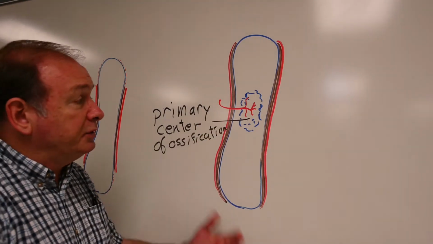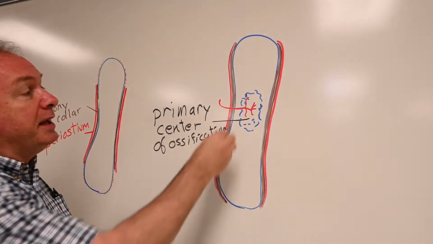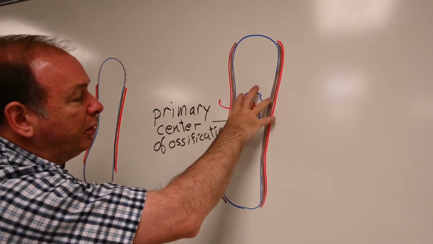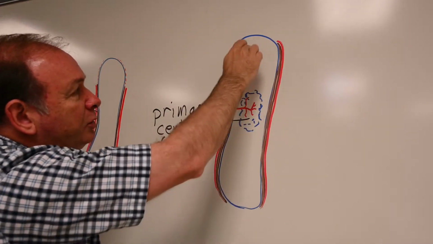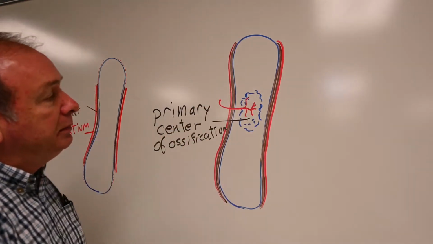Ossification is just the formation of bones. It's the primary center of ossification. It begins here and then it spreads out from there. So we're going to get spongy bone to form in here, and then we're going to get new centers of ossification to form at the ends of the bone.